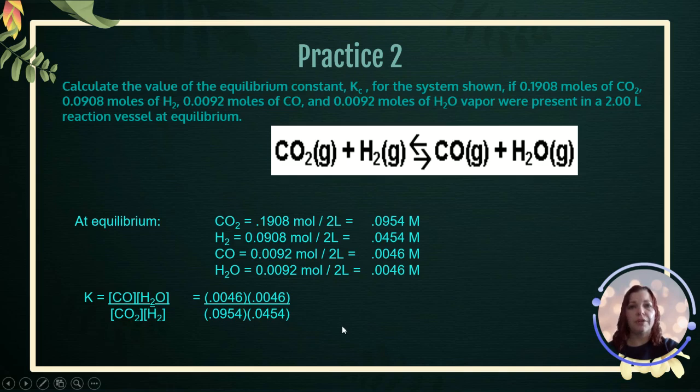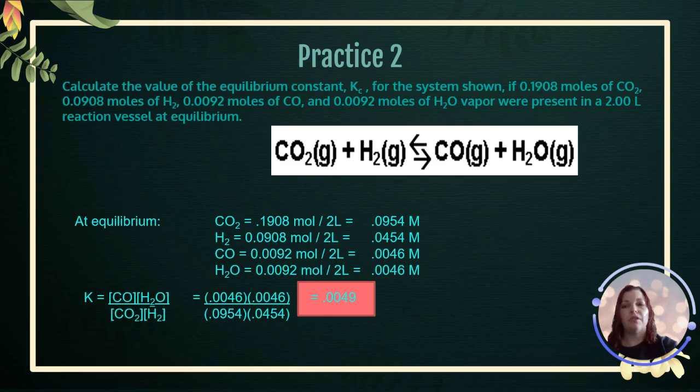Now you plug in your calculator and let it do the work. We get an answer of 0.0049. I want to remind you that K is unitless, all right? It doesn't matter how your units work out when you do the math to find your K. K is unitless. It is an equilibrium position, so it does not actually have a unit associated with it.